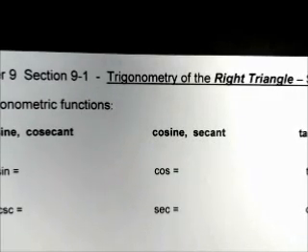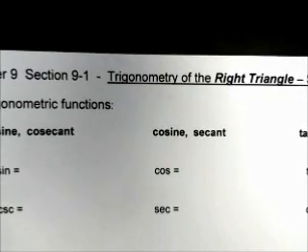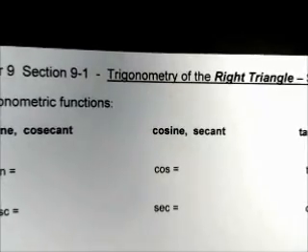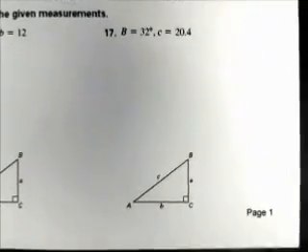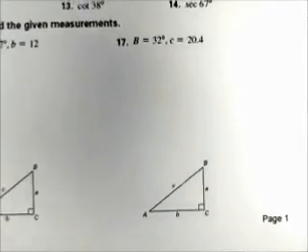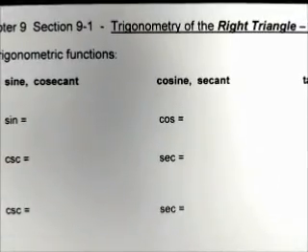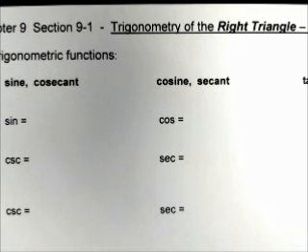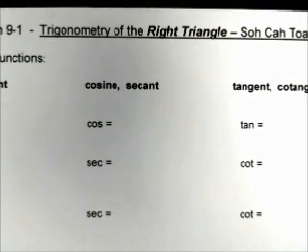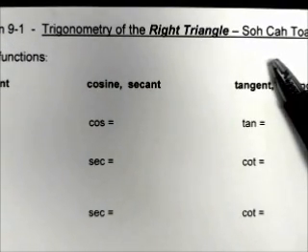Today we're starting Chapter 9, which is trig functions. This chapter is the first of 6 trig-related chapters. So we're on page 1 of our Chapter 9 notes packet, and our first section is trigonometry of the right triangle. You see this acronym SOHCAHTOA.